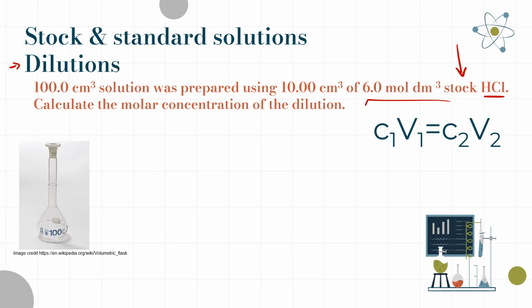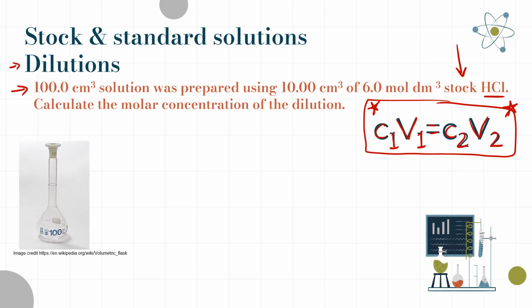This is our dilution formula. It is not given to you in the data booklet. You should memorize it. I use this formula more than any other one in my whole entire life. Love it, know it, memorize it. The concentration of solution number 1 times the volume of solution number 1 is equal to the concentration of solution number 2 times the volume of solution number 2. Let's apply it to this problem.